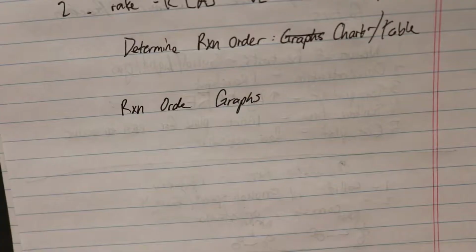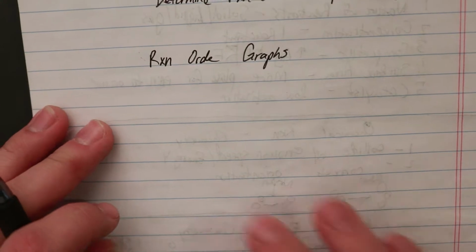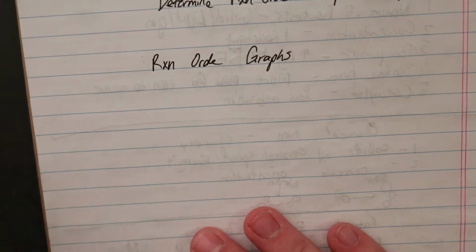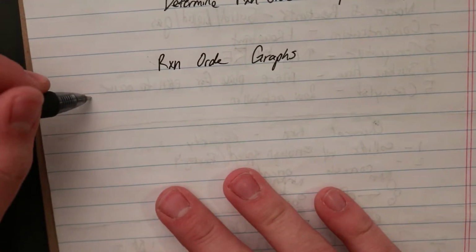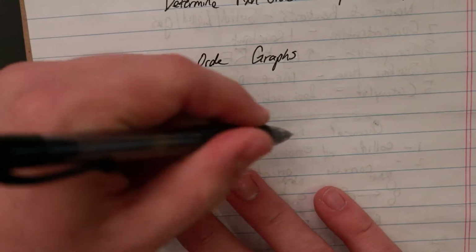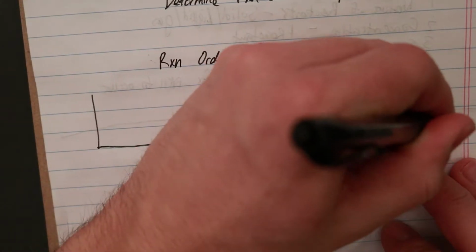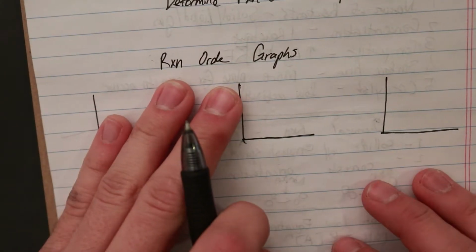Alrighty, so today I'm talking about reaction order graphs. We've talked a lot about zero order, first order, and second order, and we looked at the table, but you can also take the table and graph it on a computer or your graphing calculator. I would suggest a computer, which is a lot easier using Google Sheets. But they're going to give these general graphs depending on what order it is.